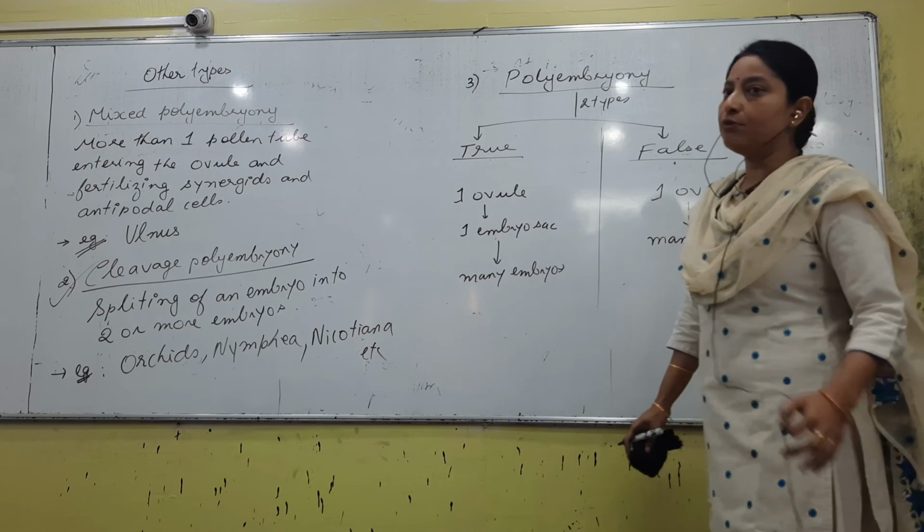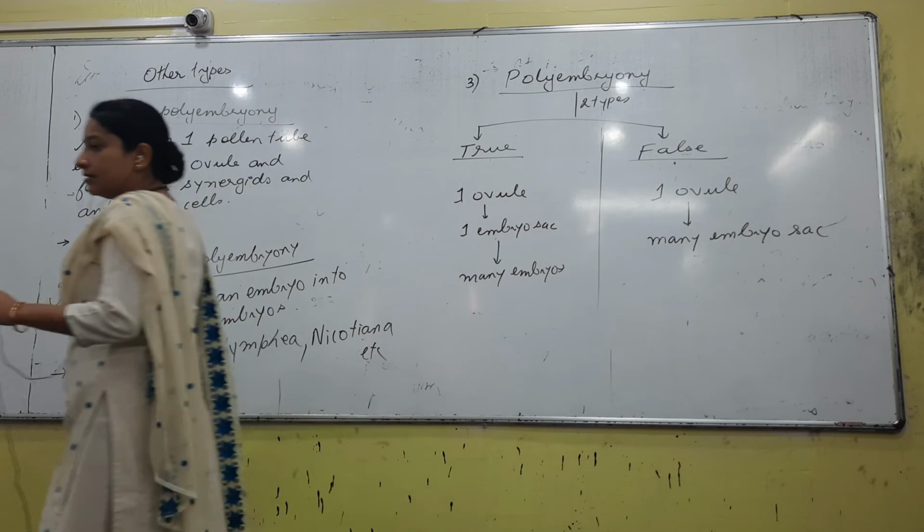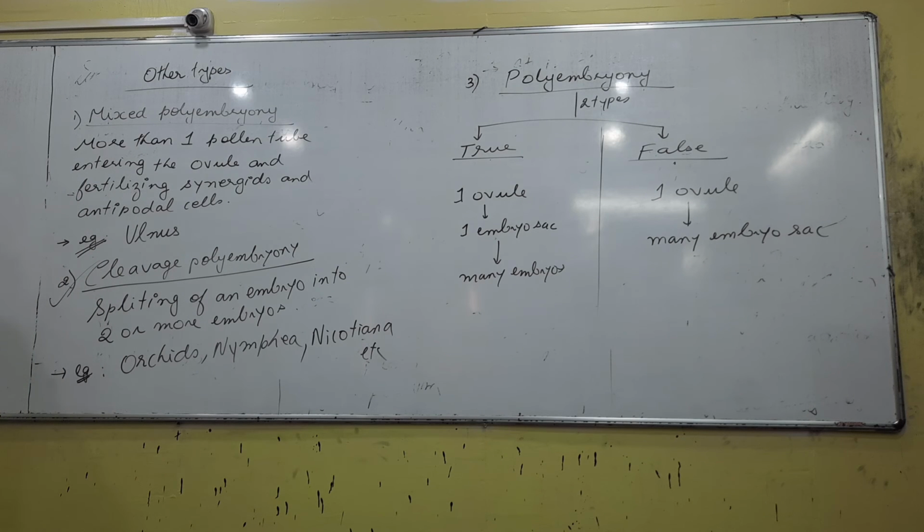Cleavage polyembryony: questions sometimes come on this. What is cleavage? The process of splitting is called cleavage. There will be one main embryo formed, and from it pieces split off and form more embryos. That is what is called cleavage. Right, next we have two types of polyembryony, true and false.